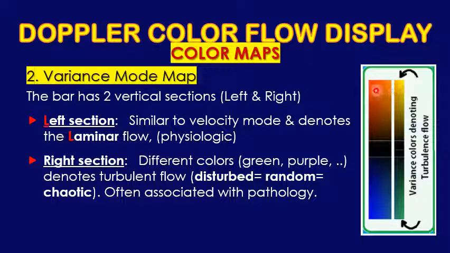If you look here, the left-hand side one is the velocity mode, and this represents the laminar flow. The left side represents the laminar, so it's easier to remember when you have L and L: L left, L laminar. So this is the velocity mode, and the right one will show you the disturbed flow, or the random, or the chaotic, or the turbulent flow.